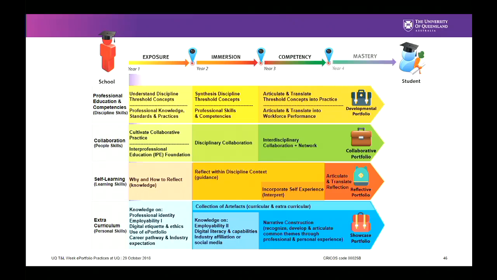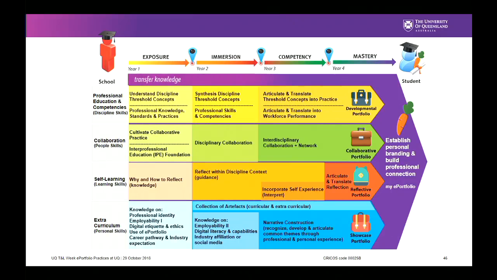In year 4 mastery, the doing stage, students start to join the dots between professional and personal connections and establish personal branding. These activities can be interwoven within the ePortfolio.